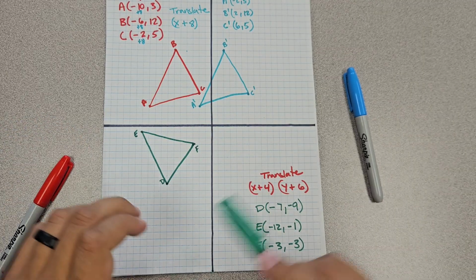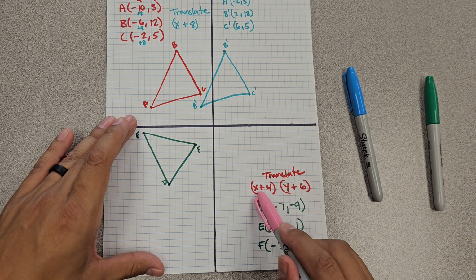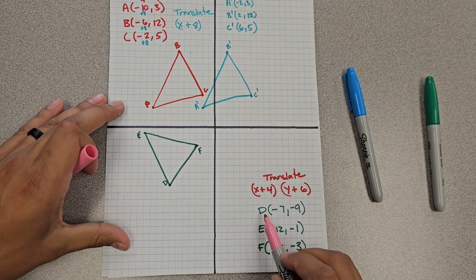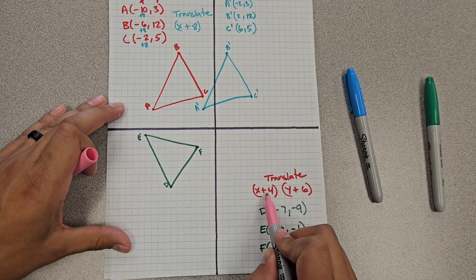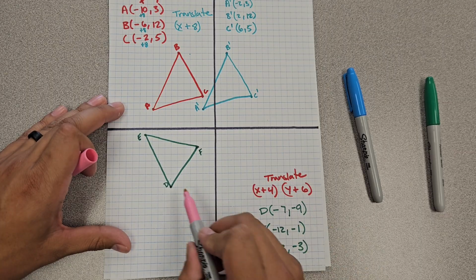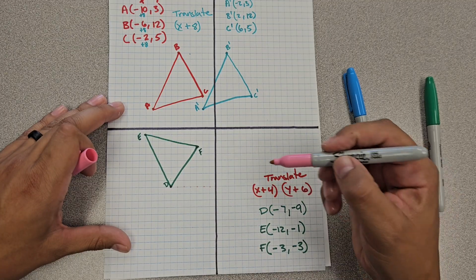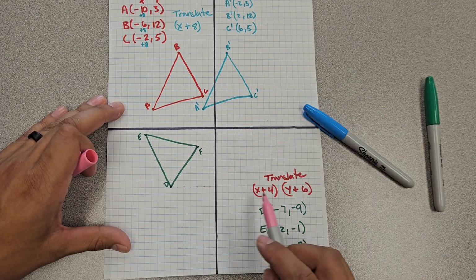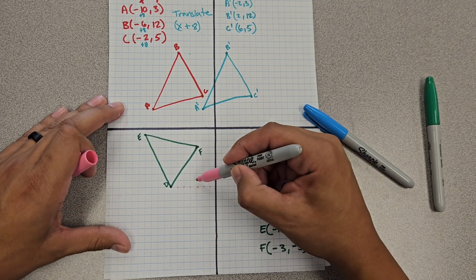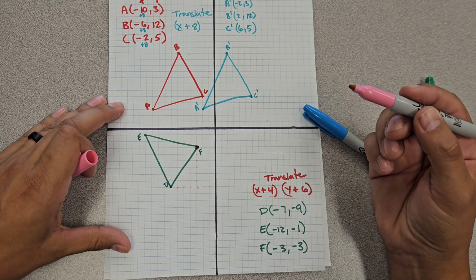Okay. So now, if we look over in this red spot, it's telling us to translate x plus 4, y plus 6. So I'm going to take my D. x plus 4 means right 4, and then y plus 6 means up 6. Sorry, we're going to go right 4. 1, 2, 3, 4. And then up 1, 2, 3, 4, 5, 6. Lands right on that F spot.